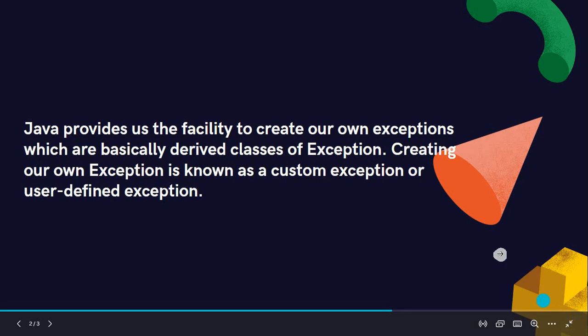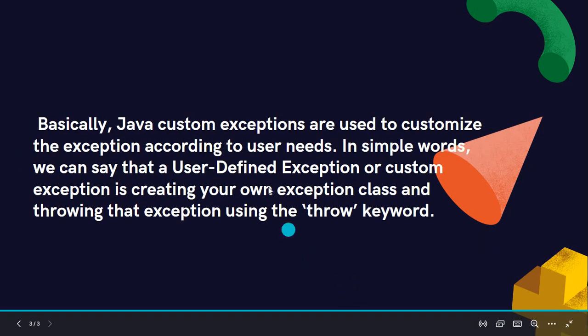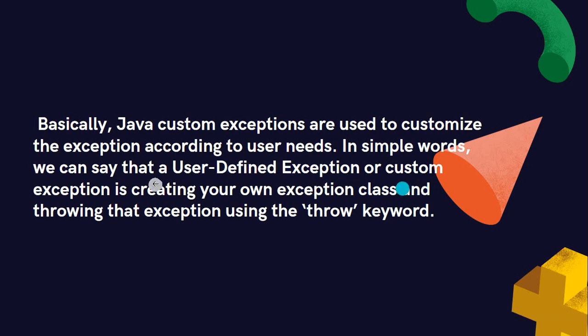So basically, Java custom exceptions are used for customized exceptions according to the user's need. In simple words, we can say that a user-defined exception or custom exception is created by making your own exception class and throwing that exception using the throw keyword.